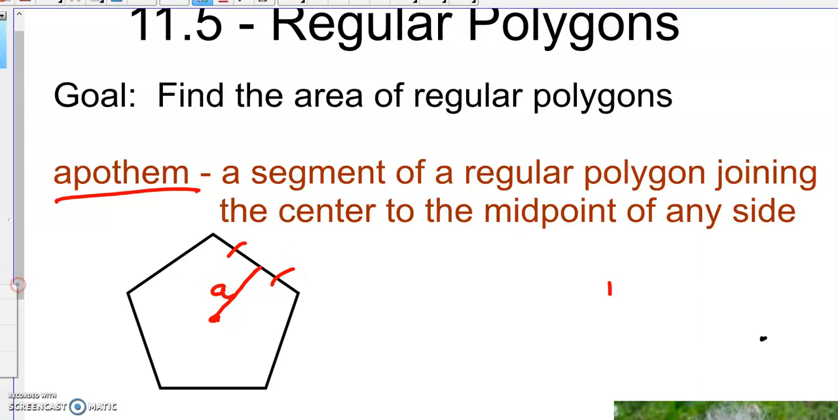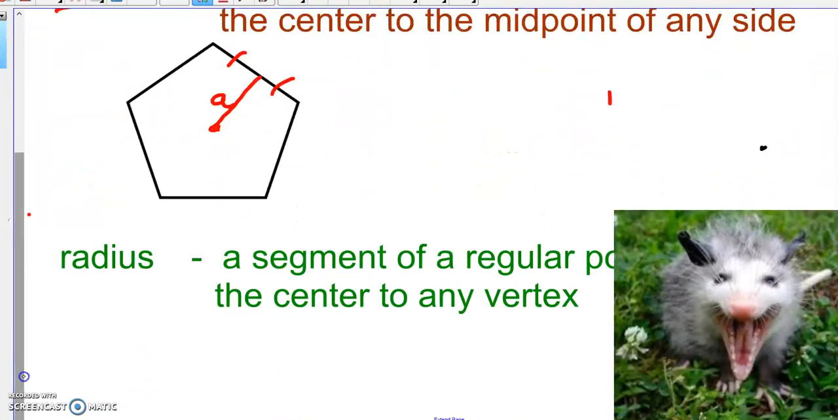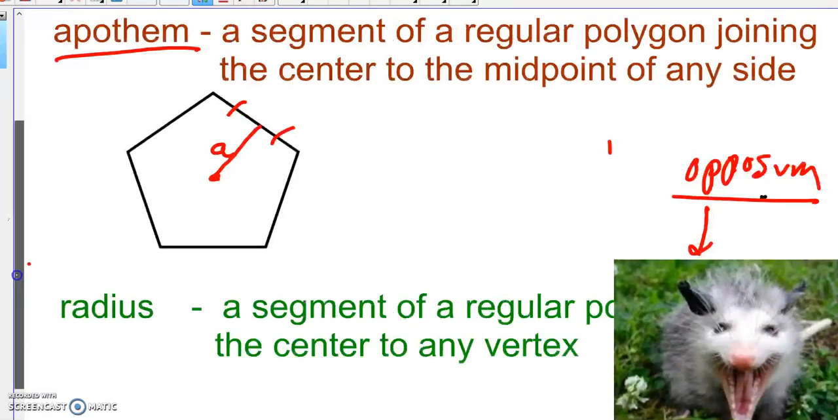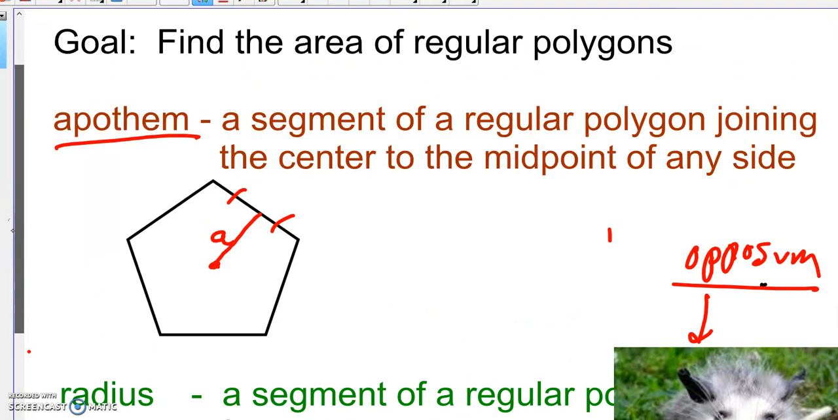Don't get your apothem confused with an opossum. They are different things, very different. An opossum is a little animal. An apothem is the segment of a regular polygon joining the center to the midpoint of any side. I know they're similar, so don't get those confused, please.